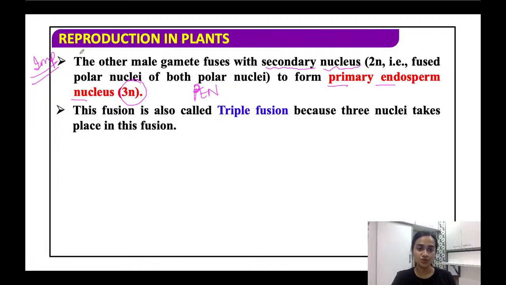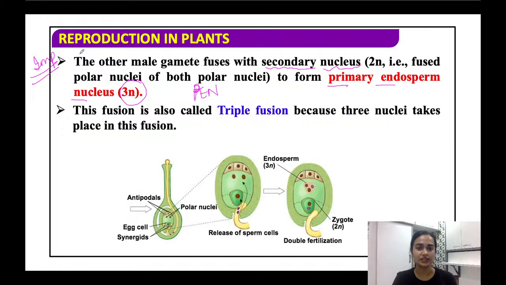Now this fusion is called triple fusion because three nuclei take part in this fusion. Two nuclei are already present in the secondary nucleus, 2N, plus the N from the male gamete. Triple fusion results in a triploid condition. So the difference between syngamy and PEN is that there the product is diploid, here the product is triploid.